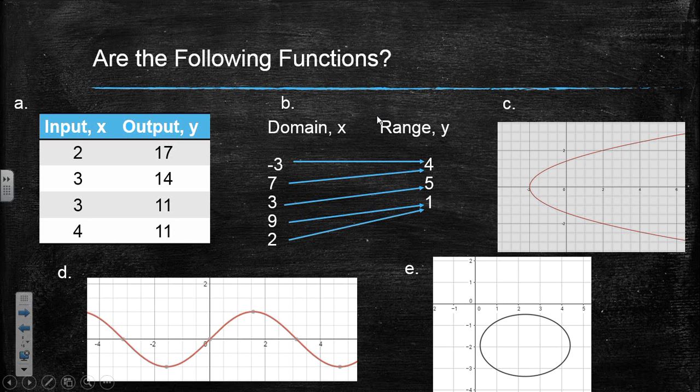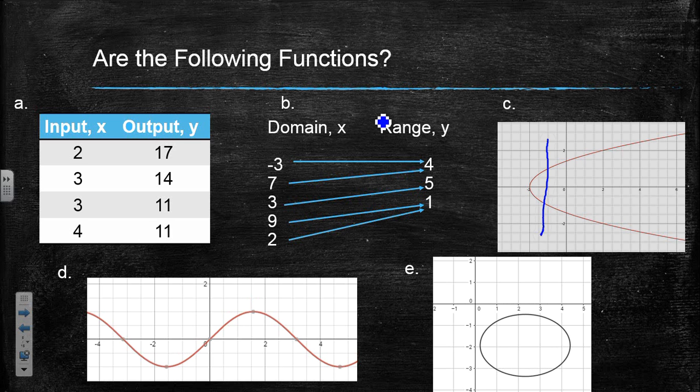Okay, not a function. So what they're going to talk about is a vertical line test. If you're given a graph and you can draw a vertical line anywhere on that graph and have it touch the graph in 2 points, that means you have 1 input and 2 outputs. And that's not going to be a function. Okay? All right, next one.